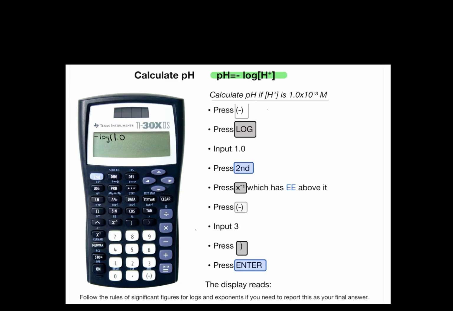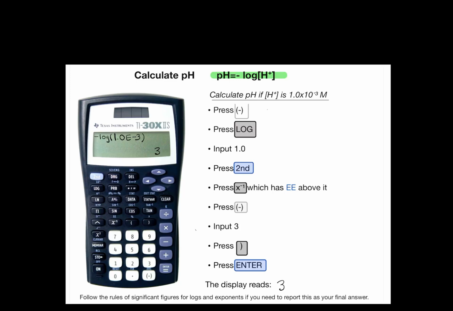Then press second, because we're about to do a times 10 to the. The calculator will display an E. Press the negative button, because this is a negative exponent, and then insert 3. Close the parentheses by pressing the end parentheses button above the 9. Finally, press enter. The display reads 3. Follow the rules of significant figures for logs and exponents if you need to report this as your final answer.